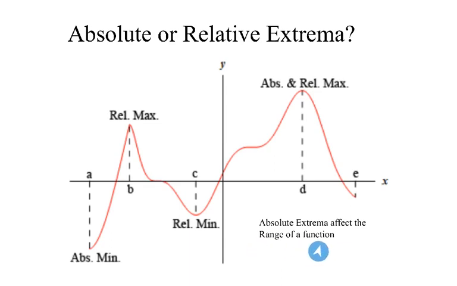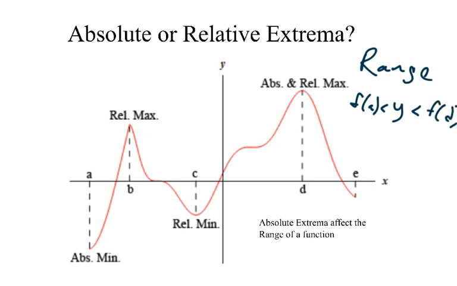The main difference that might matter is the absolute extrema are going to affect the range of the function. So if a question asked about the range of these, you would have to say something like y is going between f at a and f at d. That would be the range. But the relative max and relative mins actually don't affect the range because they're within the actual range of the function.